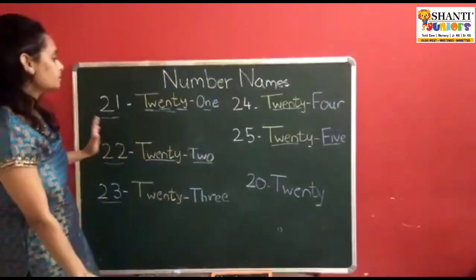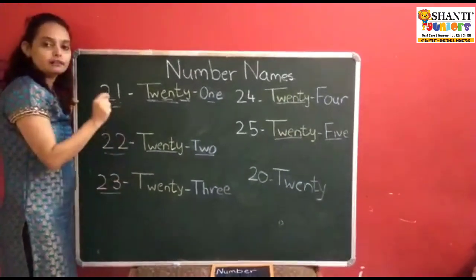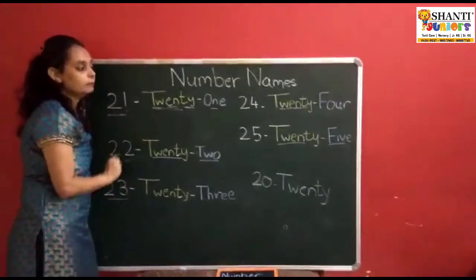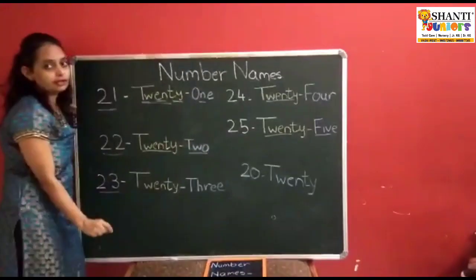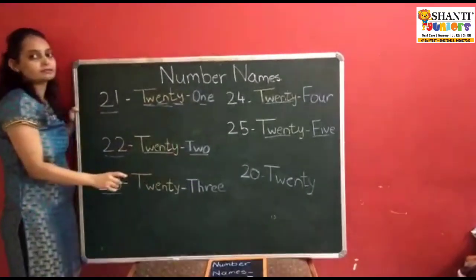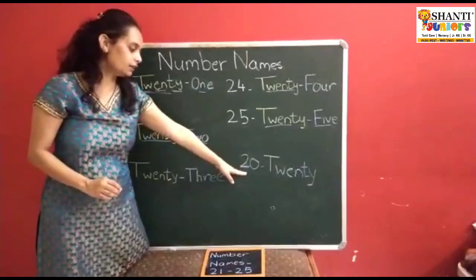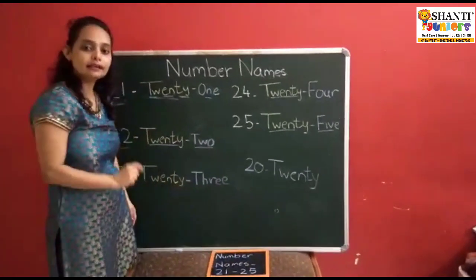So in this, children, the main thing is you have to learn the spelling of 20. If you know the spelling of 20, you will be able to write till 25. So learn the spelling of 20 first and then practice this. One more time I will give you a practice of the spelling of 20.